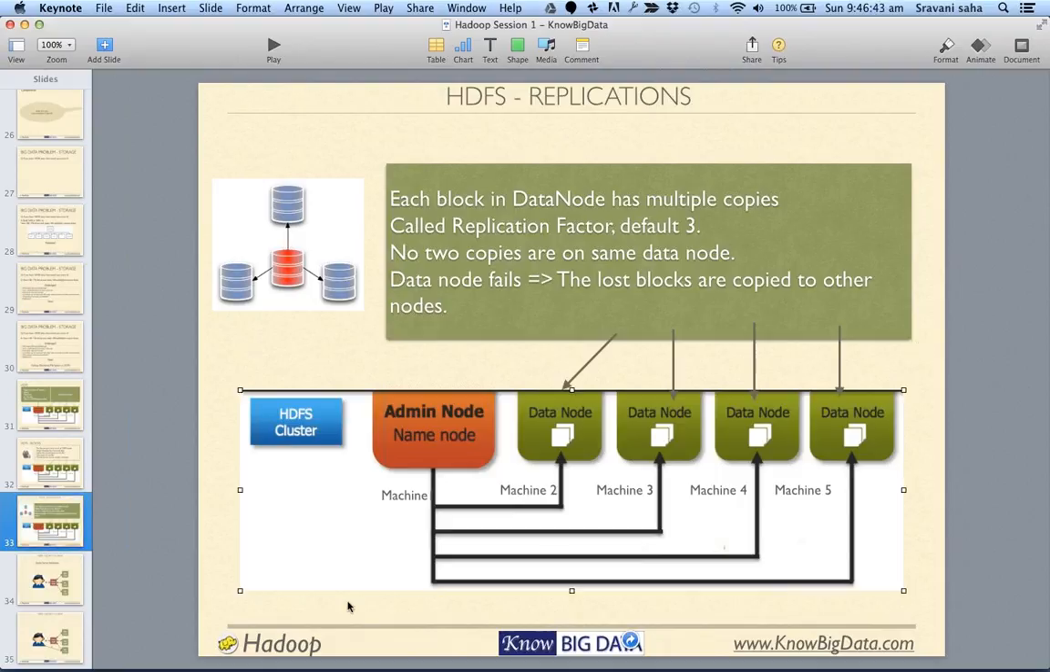Okay. Yes, we can vary the size of the block. You're right. All right.